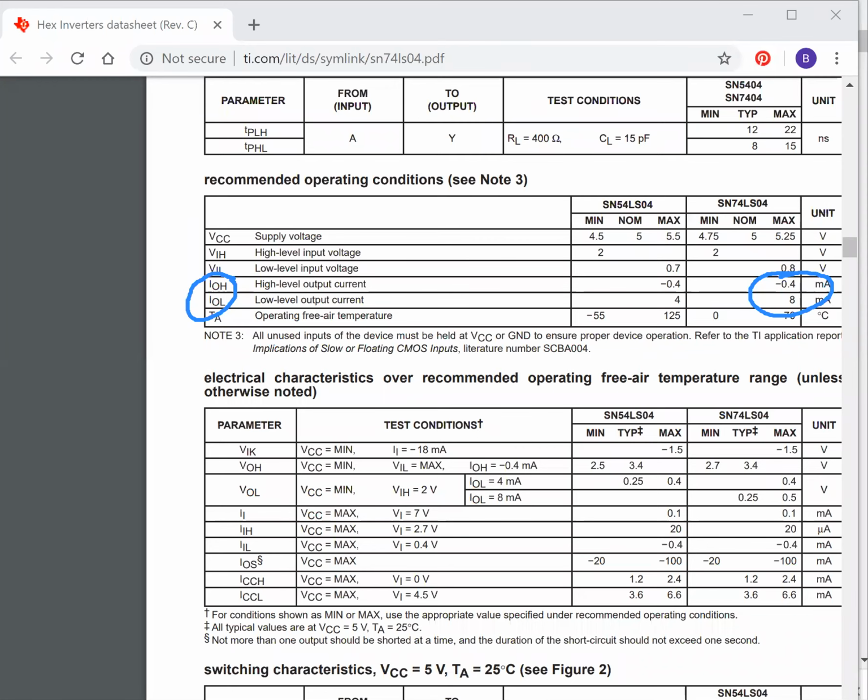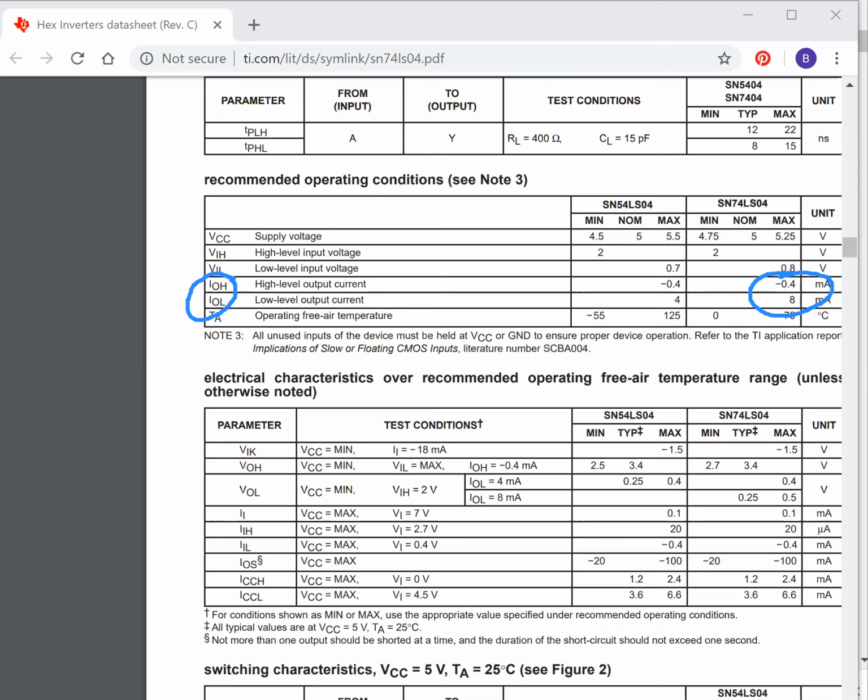Hi, everybody. Now we're going to look at output configurations. What I'm sharing with you on my screen right now is the spec sheet for the inverter, the Texas Instruments SN74LS04, so a pure inverter.